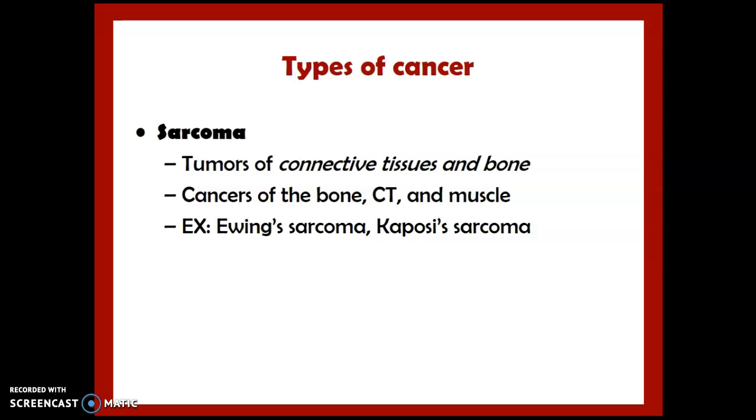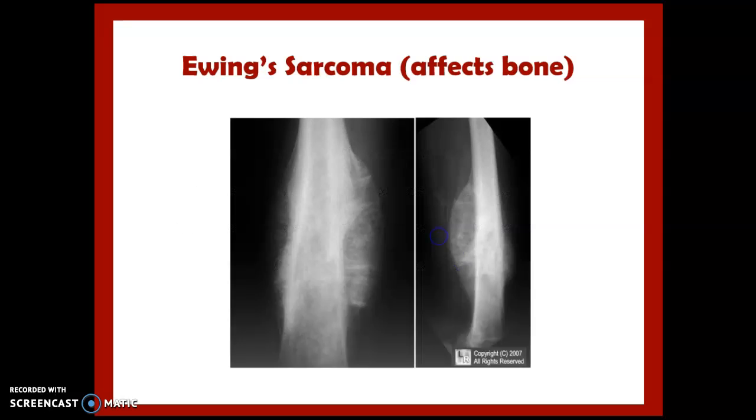Kaposi's sarcoma is another type of cancer. This develops in HIV and specifically in AIDS patients, and it's a disease of that connective tissue that shows up frequently kind of like a spot, has a spotted type of appearance on the skin.